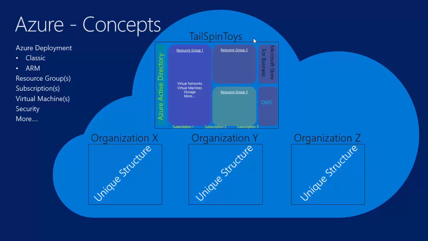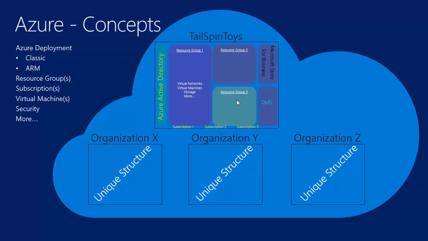So here is my section, Tailspin Toys, in Azure, right? And then you'll have other organizations that have their own sections and unique structures in Azure. So this is my Azure tenant, Tailspin Toys, right? Inside my Azure tenant, there's a number of different things that I might want to configure. I have Azure Active Directory. I might have a resource group that will contain virtual machines, virtual networks, storage, on and on and on. I can have a second resource group that contains other unique entities.